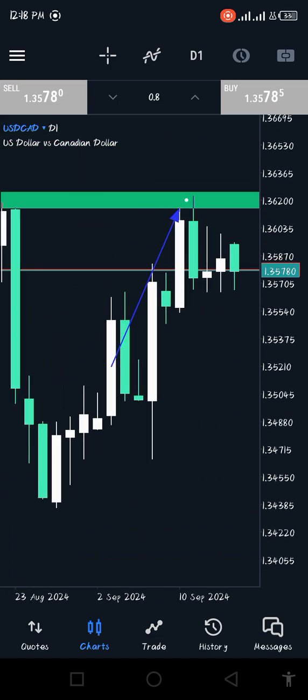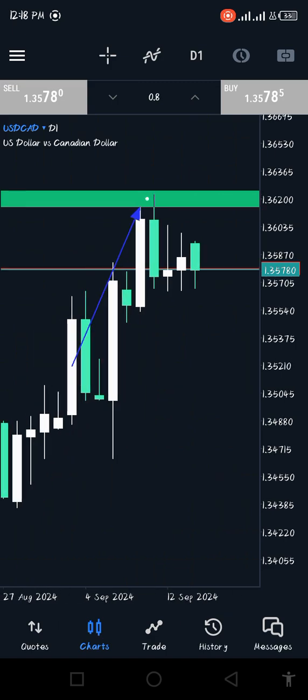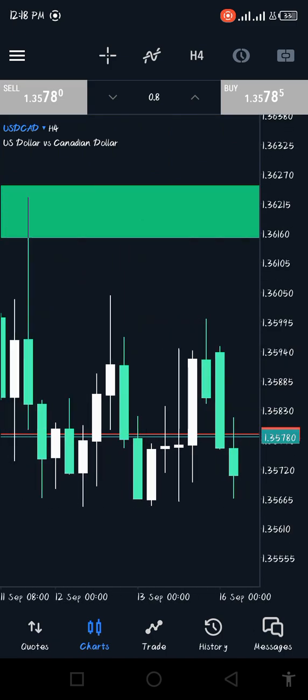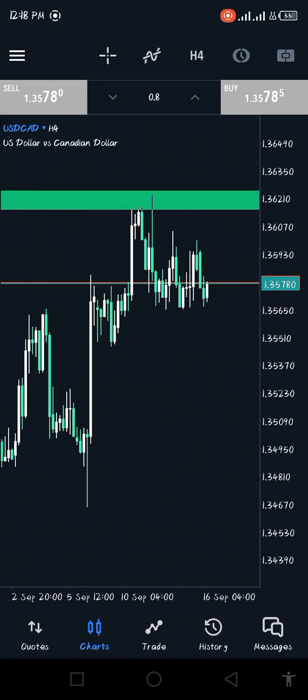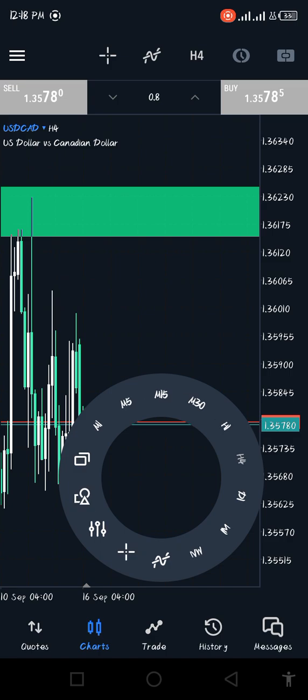I can see that. I hope you can see that too. So if you have missed that trade, where do you think we can look for the next selling opportunity? We move to the 4-hour time frame and look for where we can take the next selling opportunity.